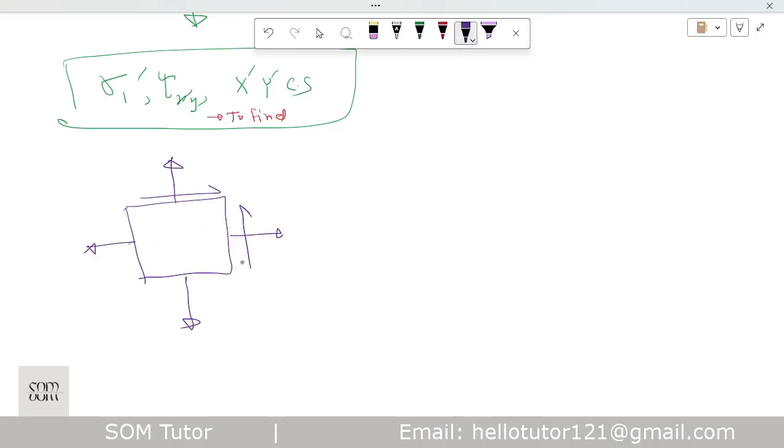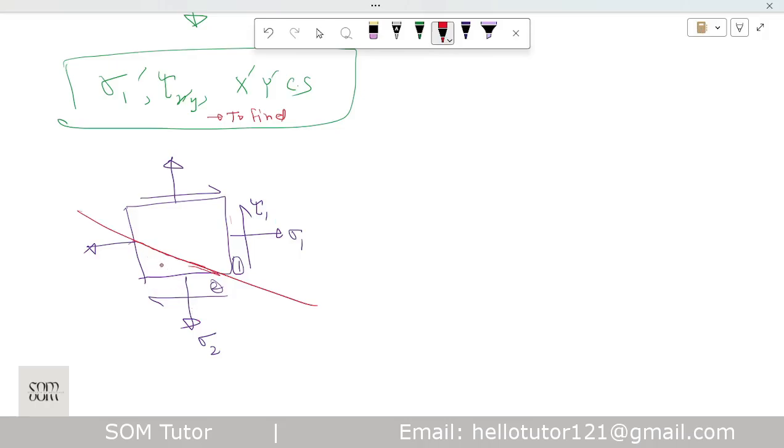Let me say this is plane 1. Let us say this is sigma 1, this is tau 1. Now we know on plane 1 the normal stress is sigma 1 and the shear is tau 1. Similarly, let us say this is sigma 2, and in this plane 2 we also know the state of stress. Now the question is, what about this plane? Let me draw a random plane like this. This is also a plane. Now plane 1 is a normal plane, plane 2 is a horizontal plane, and we know the stresses.